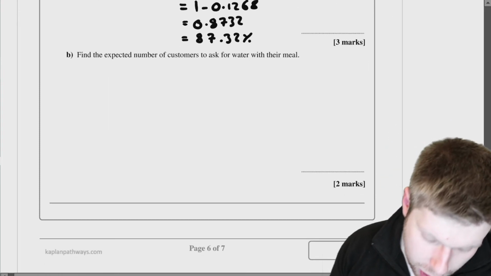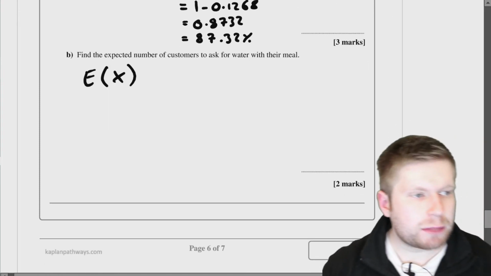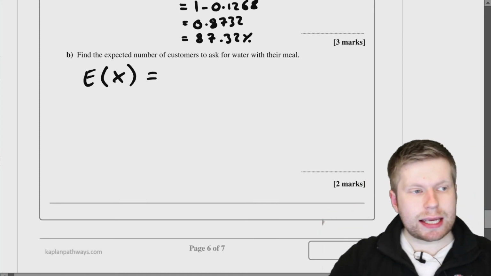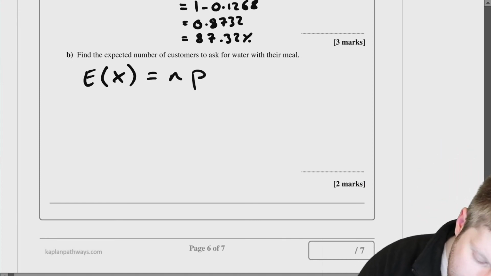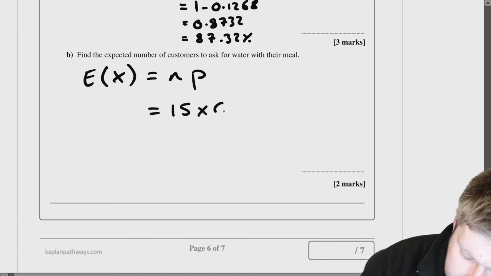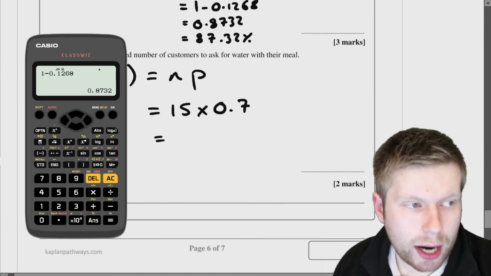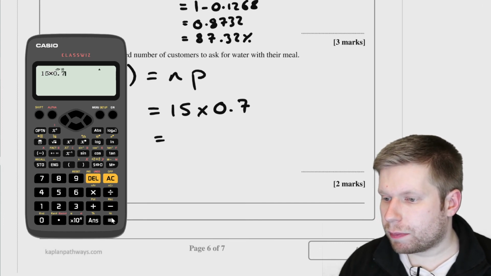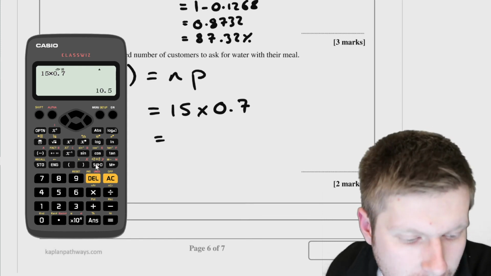All right, let's have a look at part B. So I need to now find the expectation of X. I need to find the expected number of customers to ask for water at their meal. Well, very easily, to calculate the expectation of a binomial distribution, I take the number of trials and multiply it with the probability of success. So in this case, the number of trials is 15 and the probability of success is 0.7. So I simply do 15 times 0.7 on my calculator, hit equals, and it brings back 21 over 2, which is 10.5.